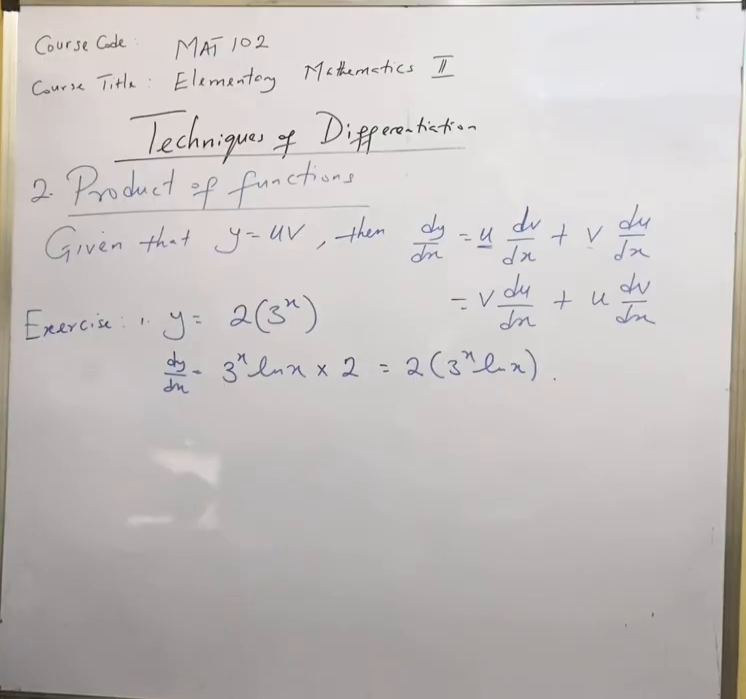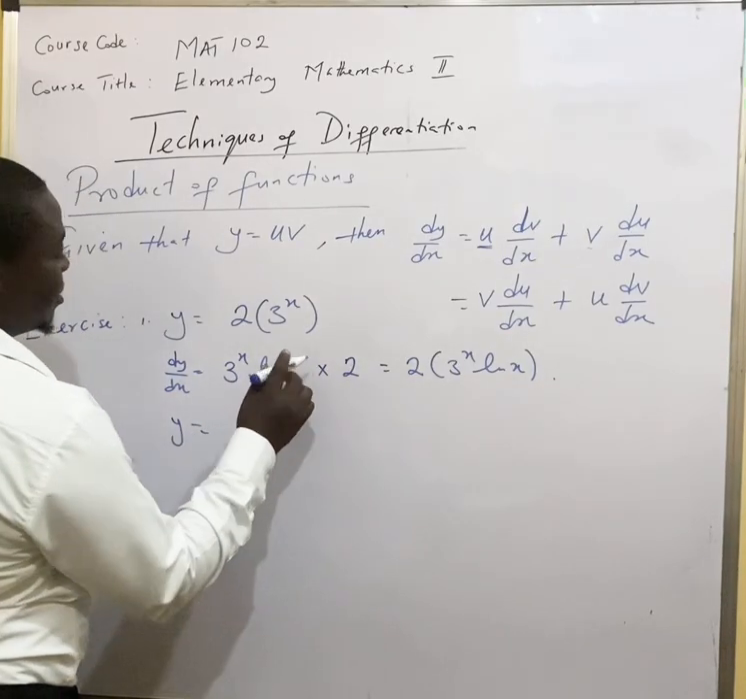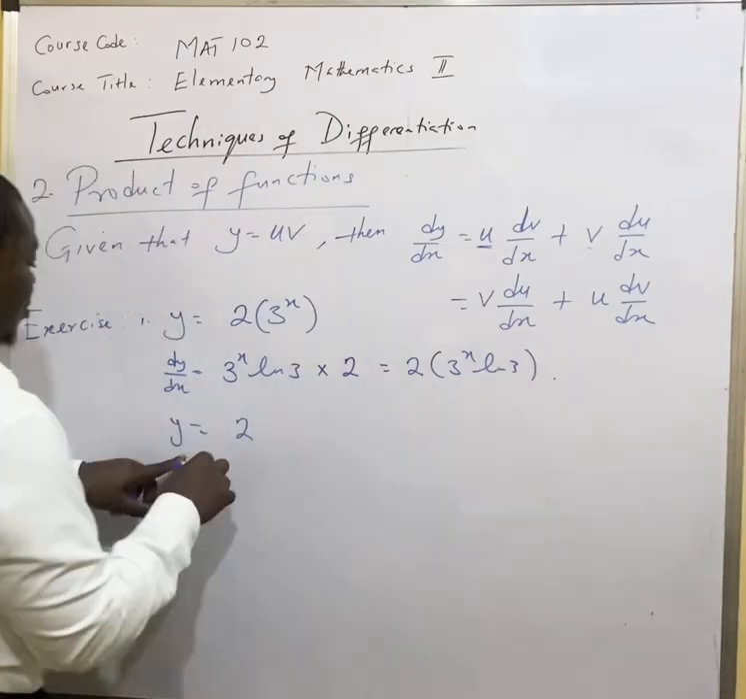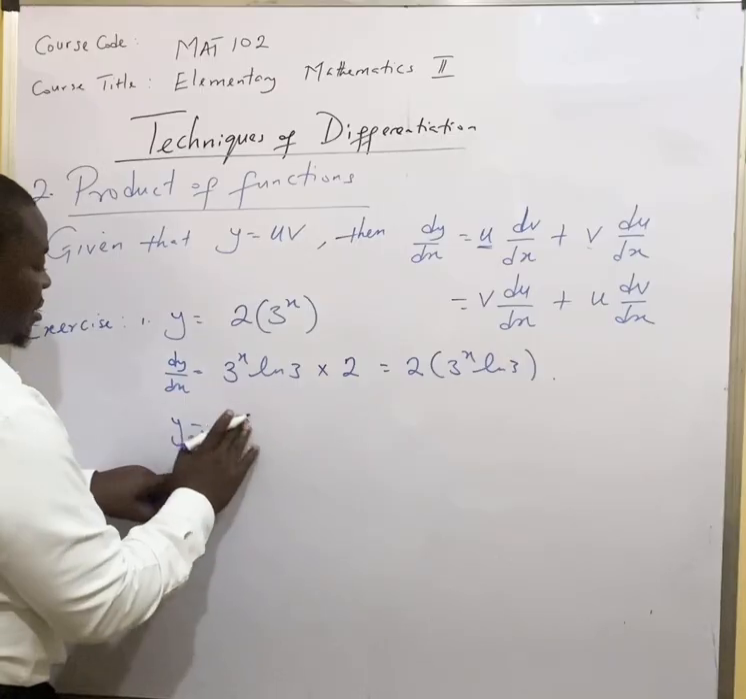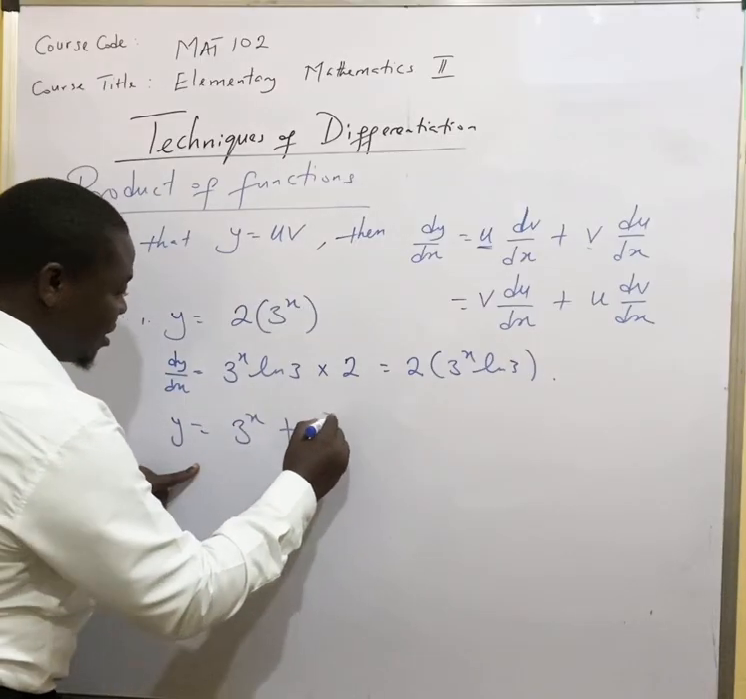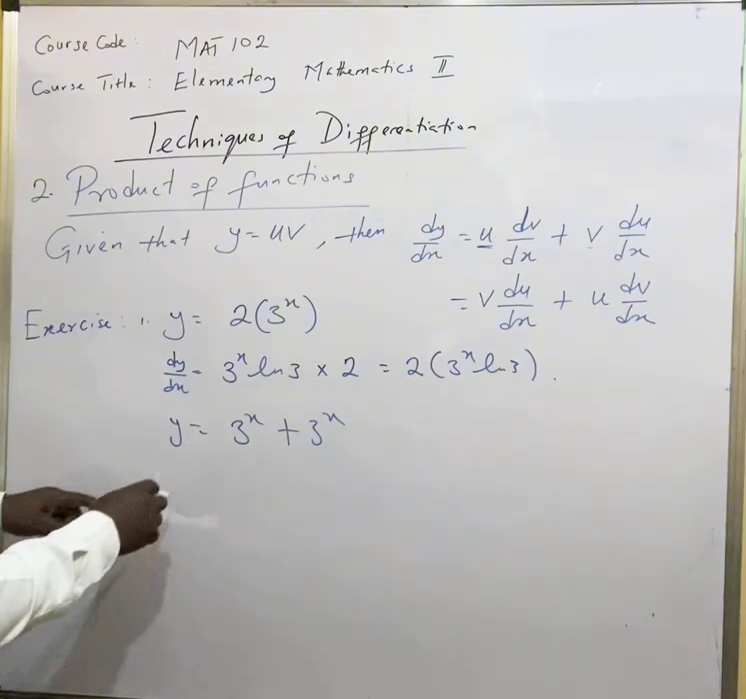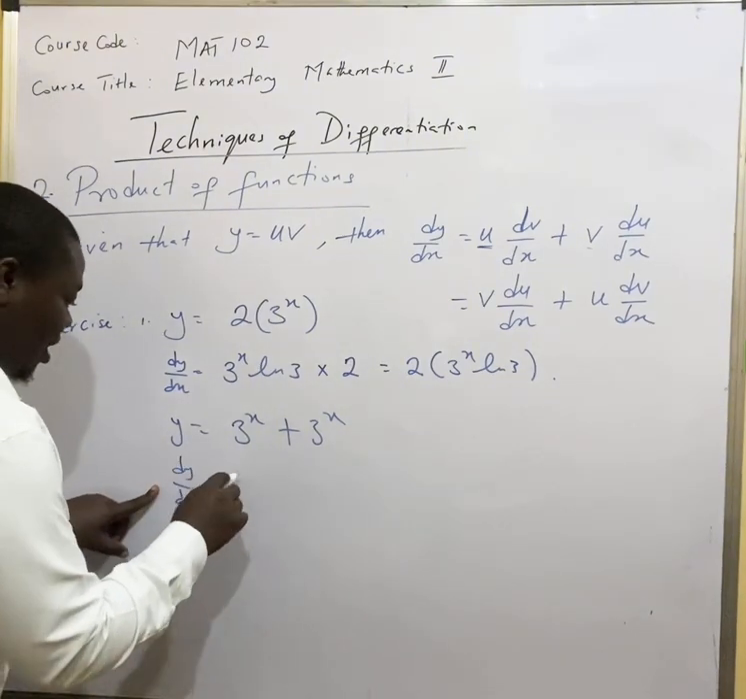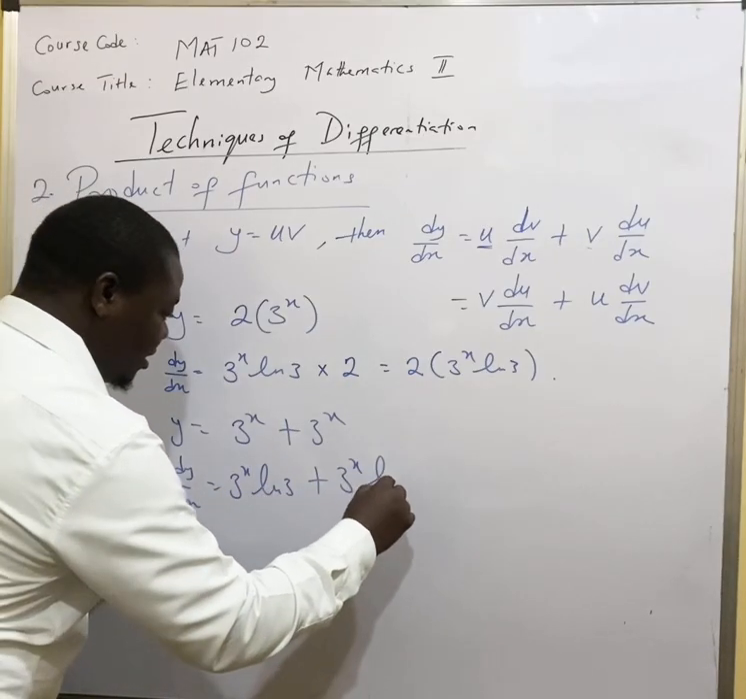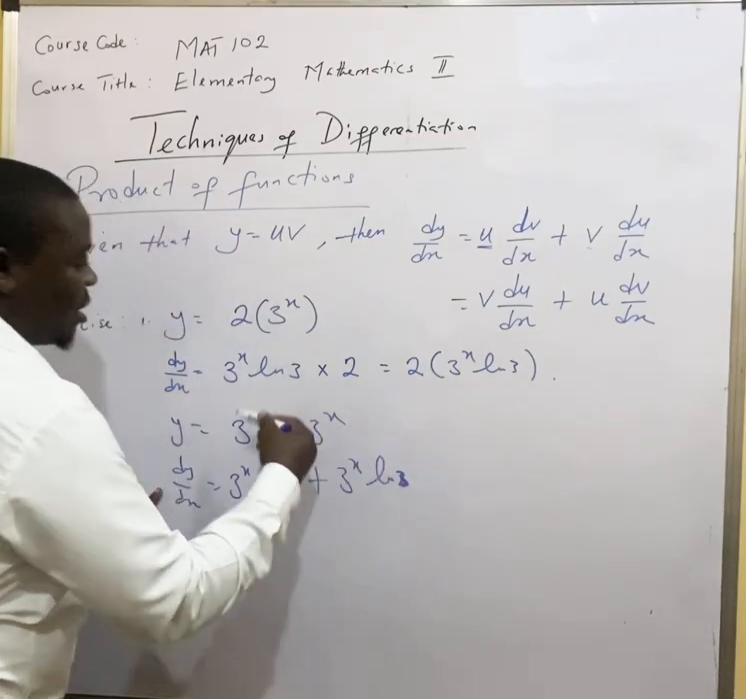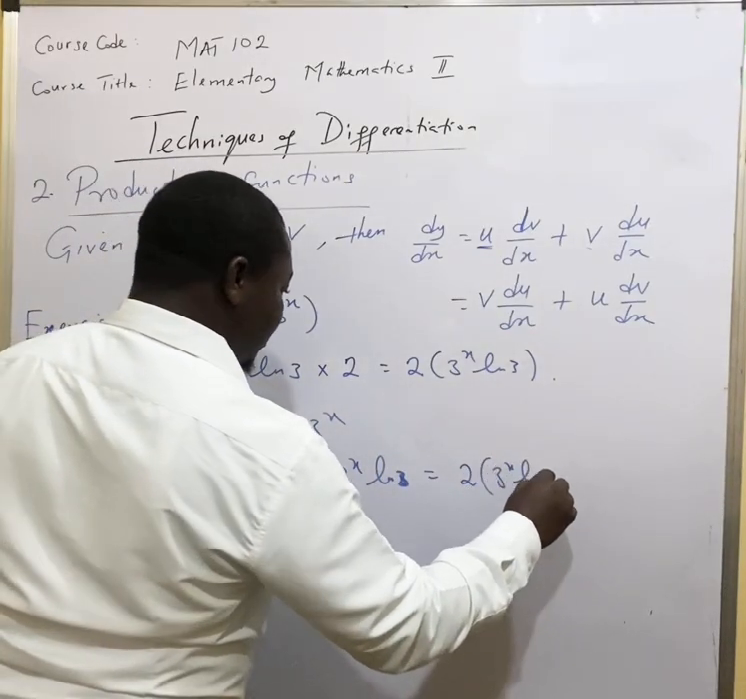Another way you can see this is to look at it as ln 3. So if you look at this, you can see 2 times 3 raised by x as 3 raised by x plus 3 raised by x. Is that fully okay? So if you now differentiate this, you're going to have 3 raised by x ln 3 plus 3 raised by x ln 3, and that gives you 2 of it. So 2 times 3 raised by x ln 3.